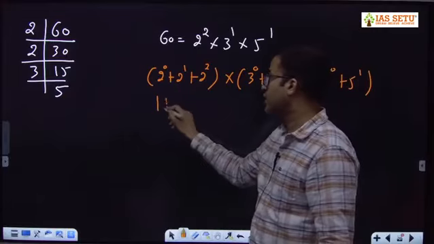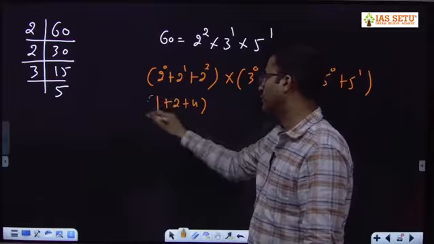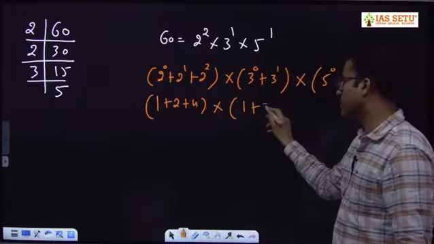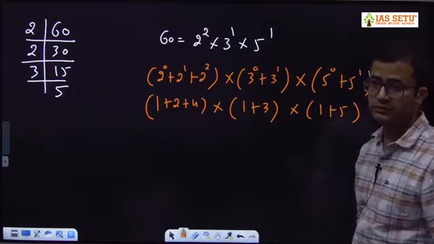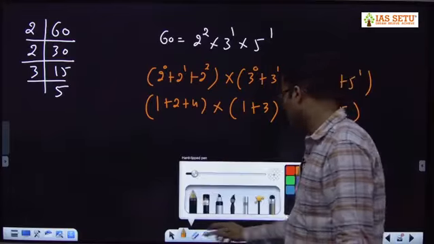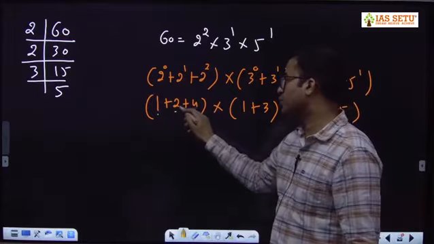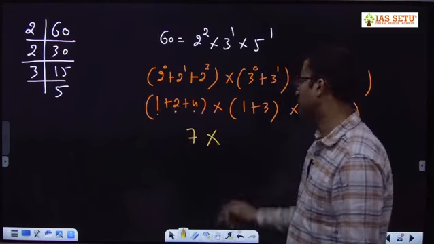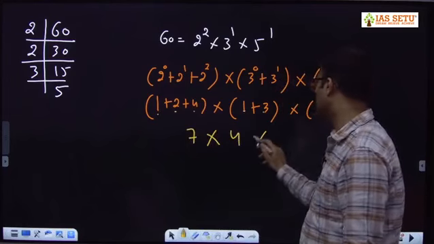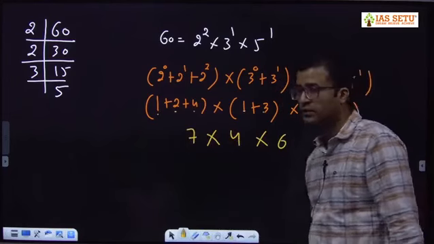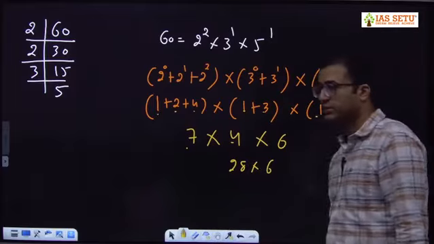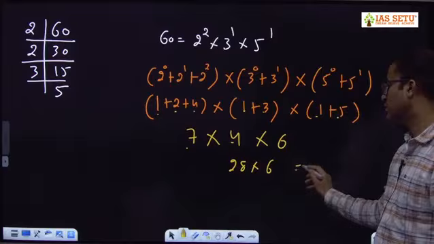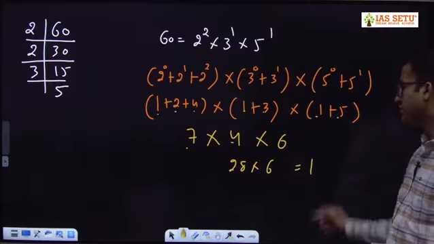So this is 1 plus 2 plus 4. This is 1 plus 3. This is 1 plus 5. So now here 1 plus 2, 3 plus 4, 7 into 4 into 6. So 7 into 4, 28 into 6. What is 28 into 6? 168.